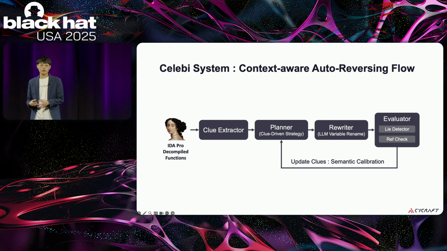Once we have the language model output, in the last step, we don't just blindly trust the result. We will evaluate the result using the methods we mentioned earlier, the lie detector and the reference check, and we will reject those low-quality renames. Finally, the good quality renames are also new clues. So we will update our clue set, then adjust the semantics, and finally we repeat the process.